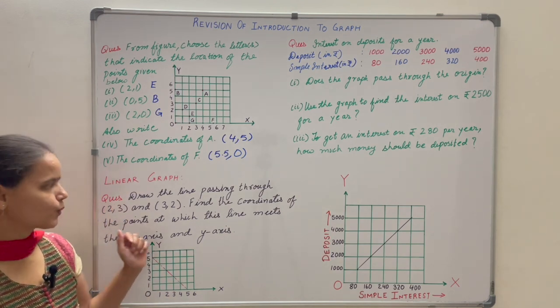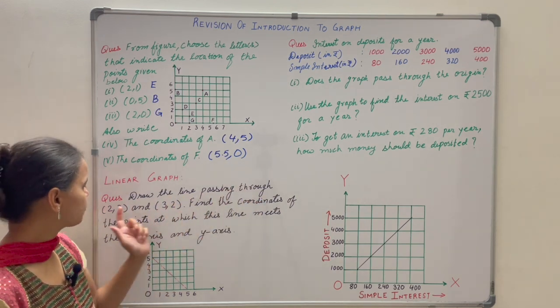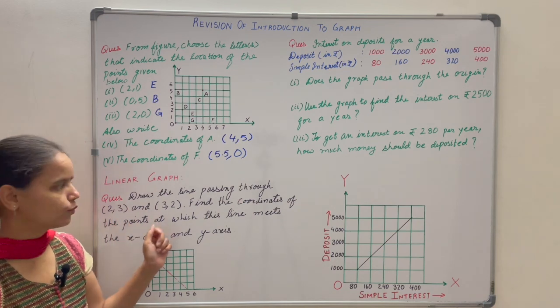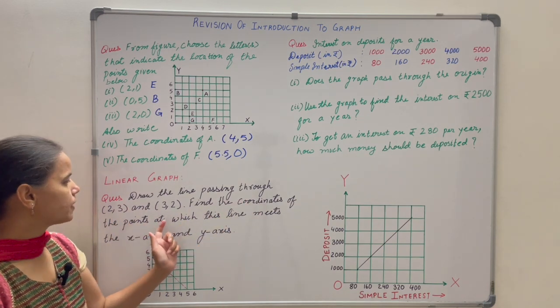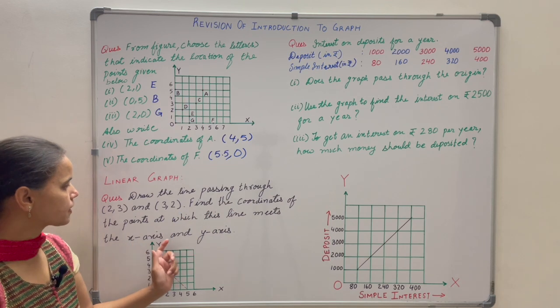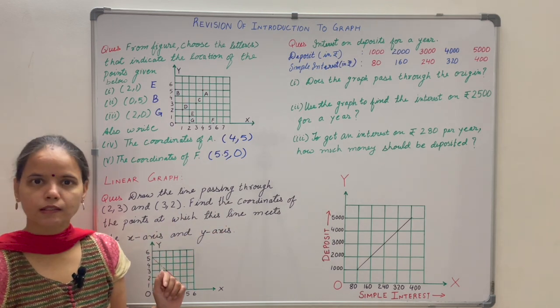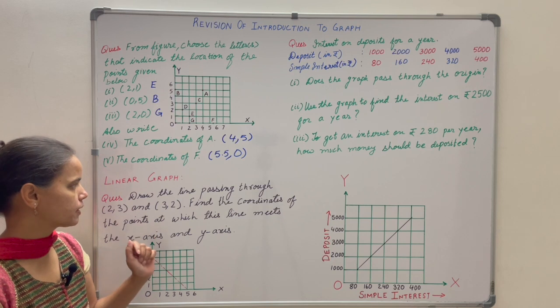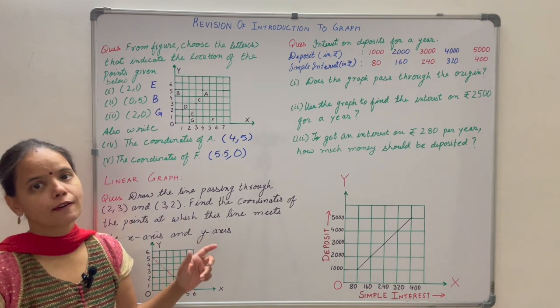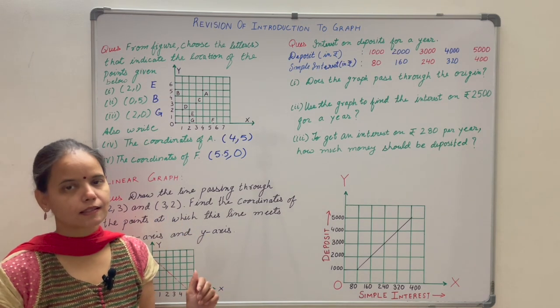Now let us take this question. Draw the line passing through 2, 3 and 3, 2. Find the coordinates of the point at which this line meets the x-axis and y-axis. So here in this question, you need to plot these 2 points and then you need to find out where that line is touching x-axis and y-axis.